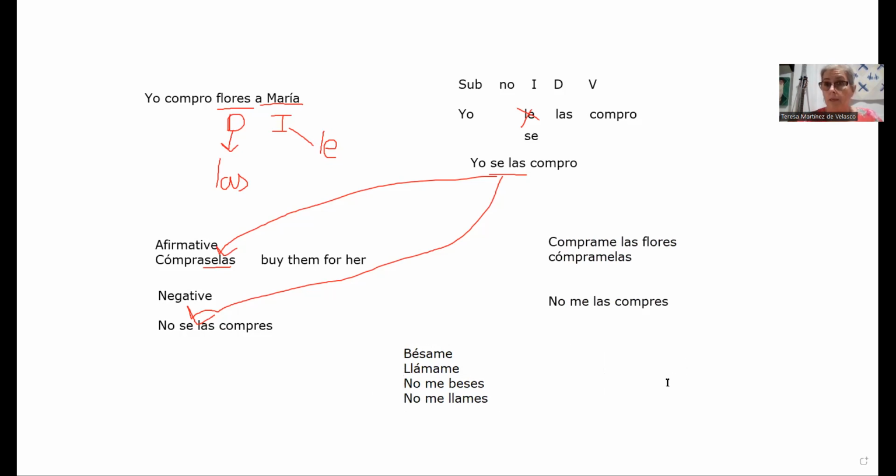This one will be a good example for only one pronoun, but if you say cómpramelas, no me las compres will be another example. Later you will replace it with another verb, right? But I recommend you practice a lot because it's a little bit confusing.